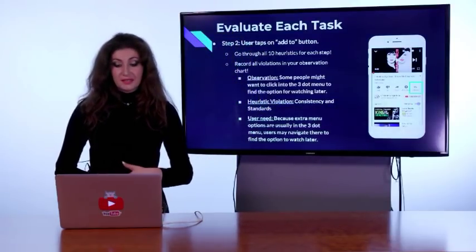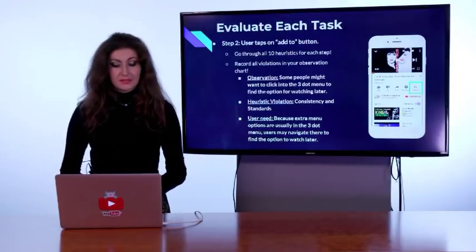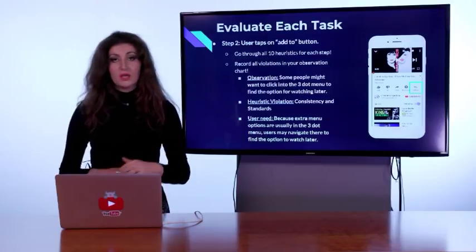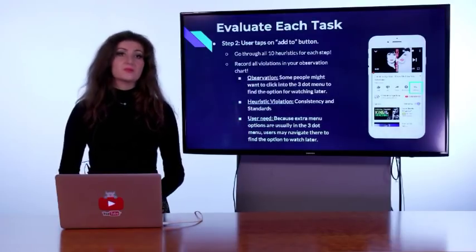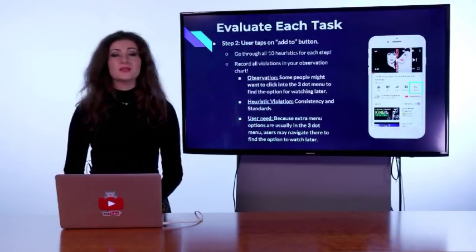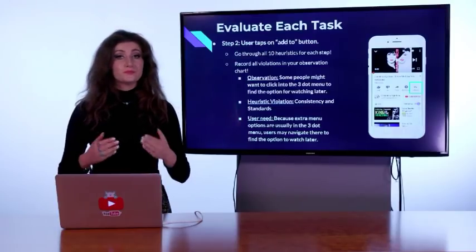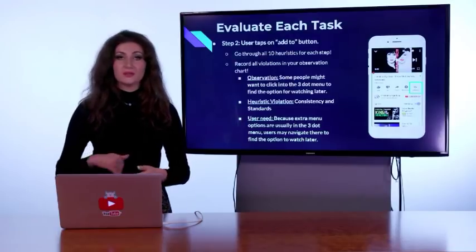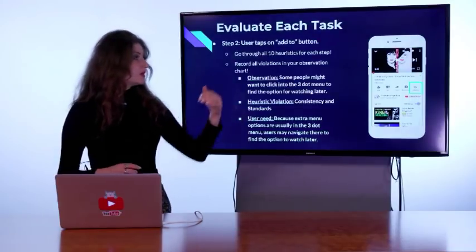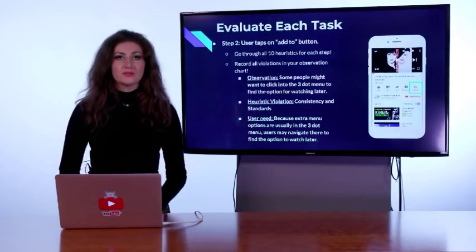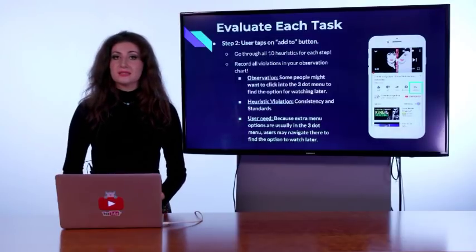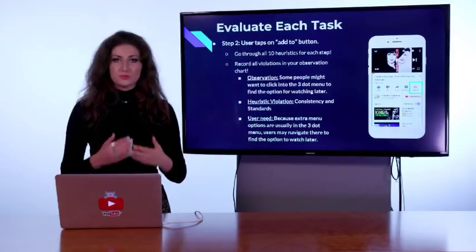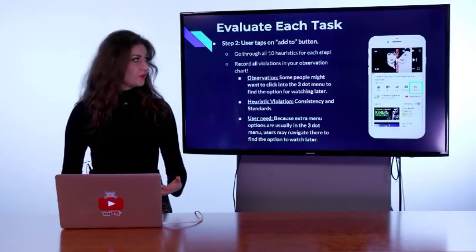So the user need here, or the problem here, would be that because extra menu options are usually found in the 3-dot menu, users may navigate there to find the option to watch later and not understand that they would need to click on Add To. Naturally, if they would click into the 3-dot menu and not find it there, they would begin looking elsewhere on the interface, and most likely they would find that Add To button. Does it mean that they didn't complete the task? No. Does it mean that it was impossible? No. But it probably took more time. They may have gotten frustrated.